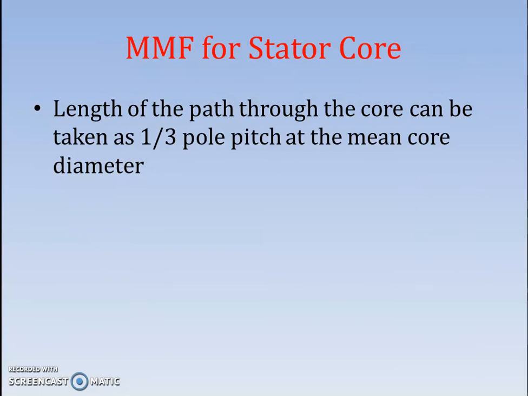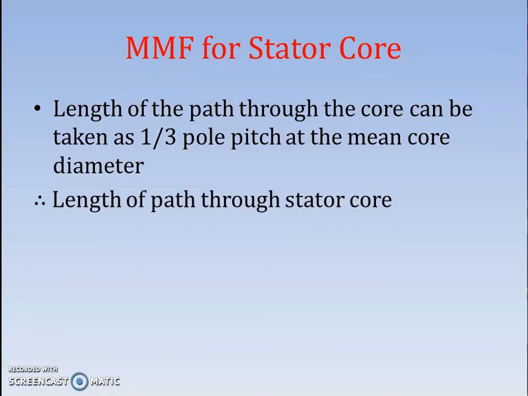Length of the path through the core can be taken as 1/3 pole pitch at the mean core diameter. So the length of the path through the stator core is important. How to calculate? The length of the stator core is 1/3 of the pole pitch, so pi d divided by pole. The mean diameter here we consider as d plus 2 times dss, that is depth of the stator slot, plus dcs, that is depth of the stator core.